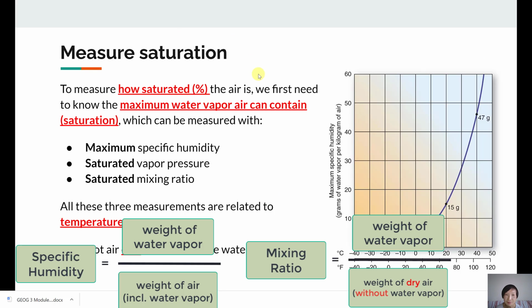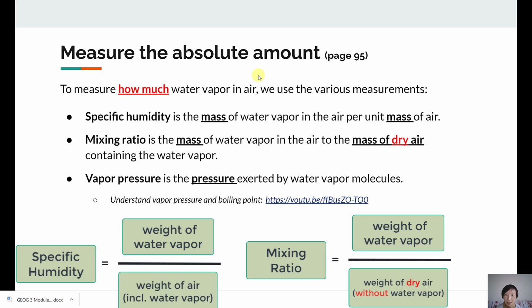All right, and then how to measure it. This is some calculation. To measure how much, you can use the so-called specific humidity, the mass of water vapor divided by the mass of air. Mixing ratio is the mass of water vapor divided by the mass of dry air, containing water vapor. So what's the difference? Actually, it's not a very big difference. Let me show you the equation you see here.